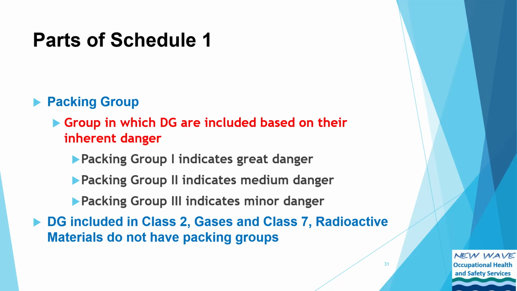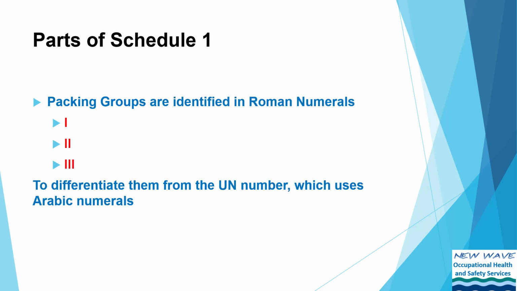You may notice that class 2 gases and class 7 radioactive materials do not have packing groups. One point to remember, the packing groups are identified by Roman numerals to differentiate them from the UN number, which uses Arabic numerals.